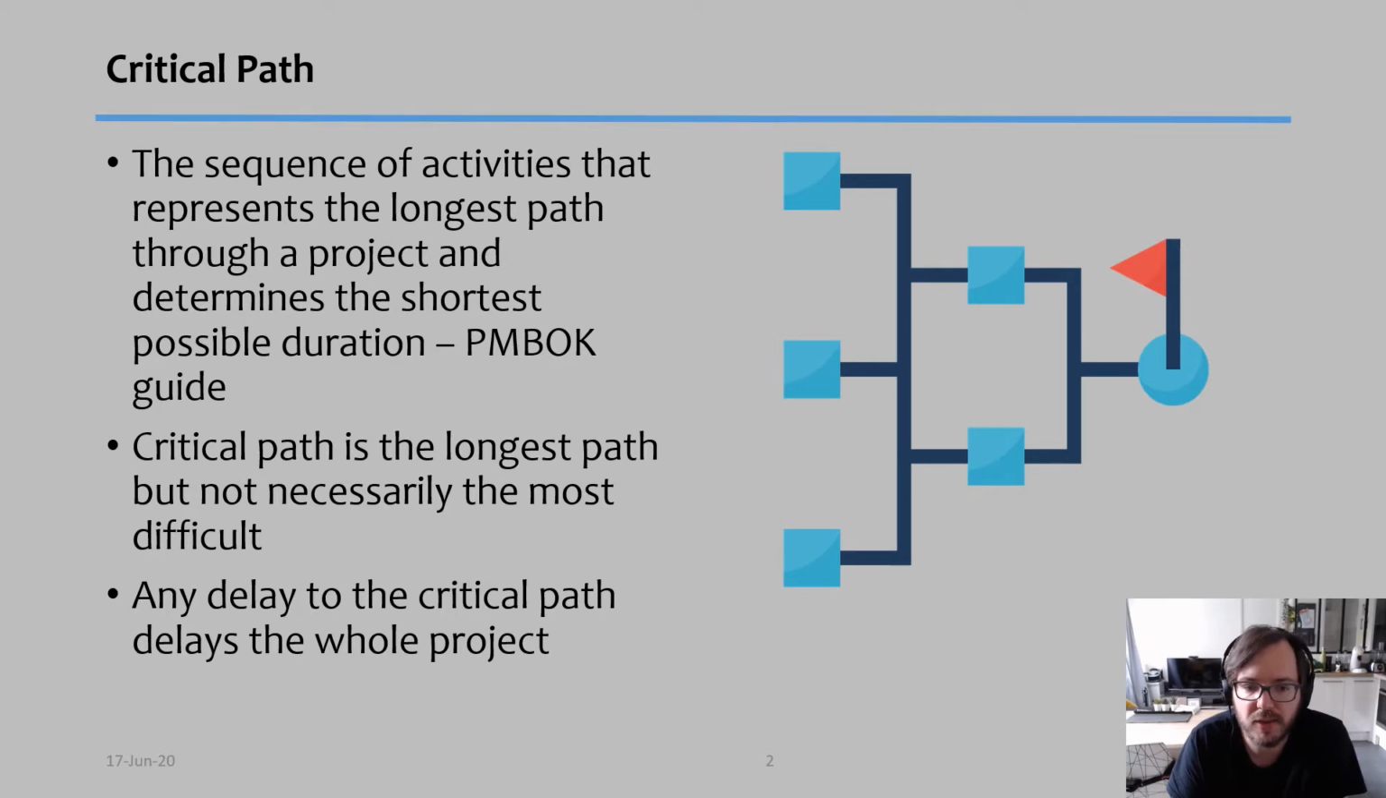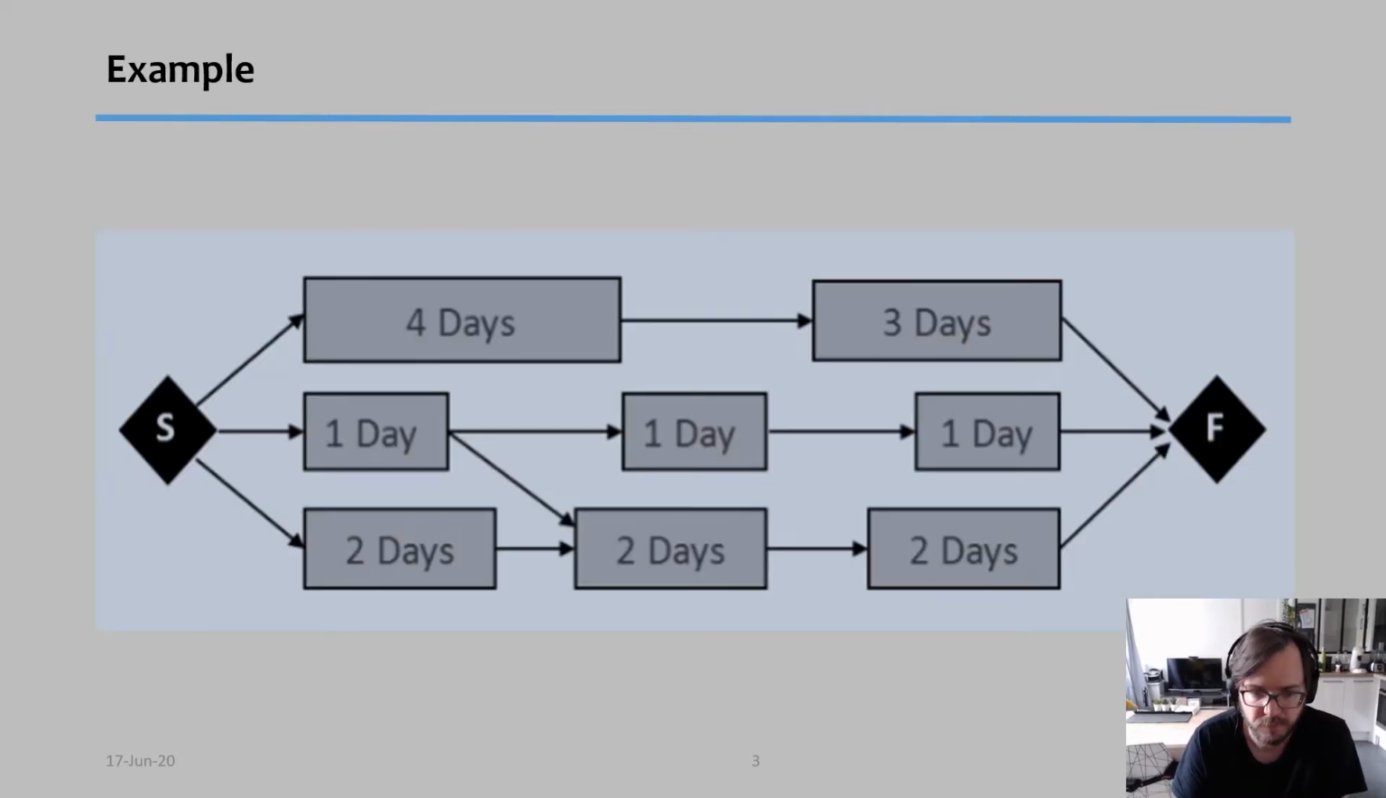So critical path is the longest path, but is not necessarily the hardest one to do. It really just represents the path or the sequence of events that take the most time. And any delay to the critical path will delay the whole project. And this is key. That's why we call it critical path.